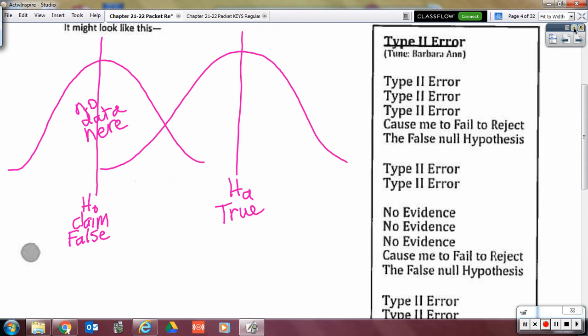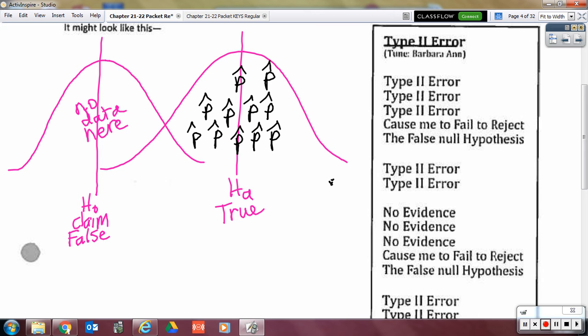So let's draw some samples. All the samples are centered around the alternative. Here is where all your data is. Your data is not around the null hypothesis. Why is your data not around the null hypothesis? Thank you. Because the null hypothesis is false. So there's no data around the null hypothesis. It's all out here around the alternative. Okay?